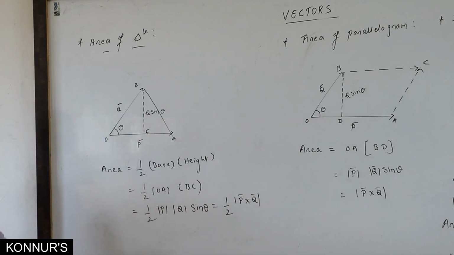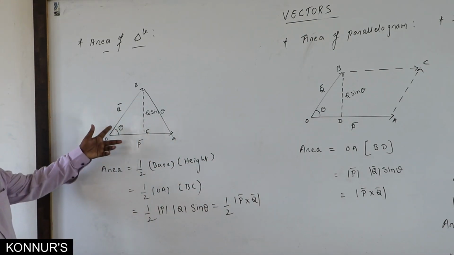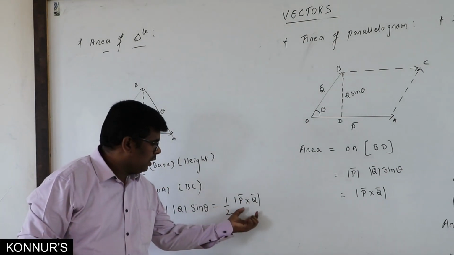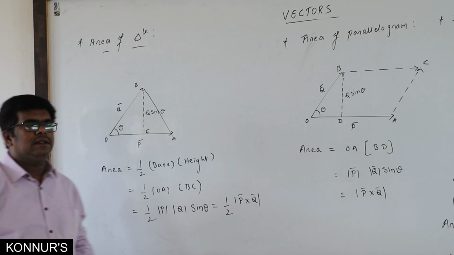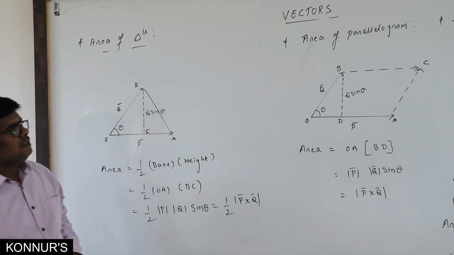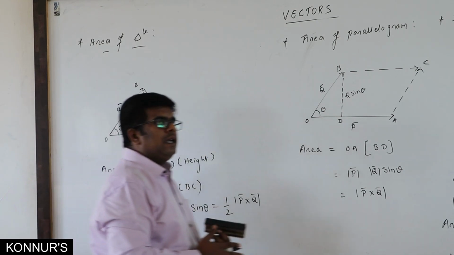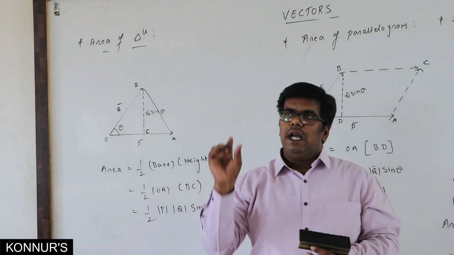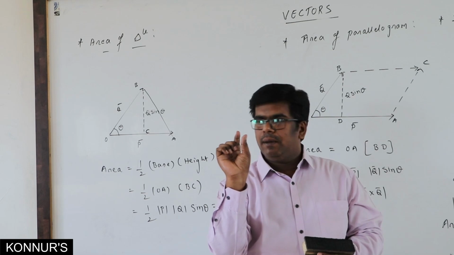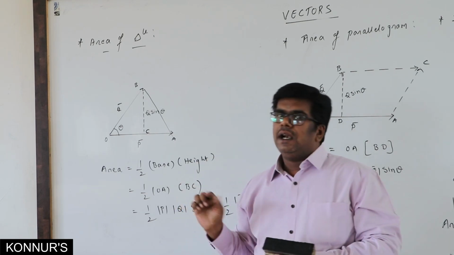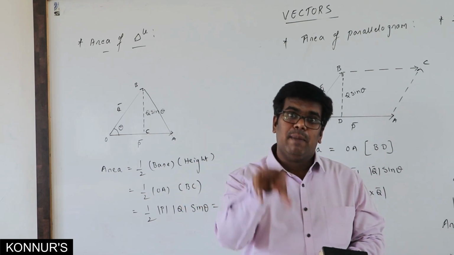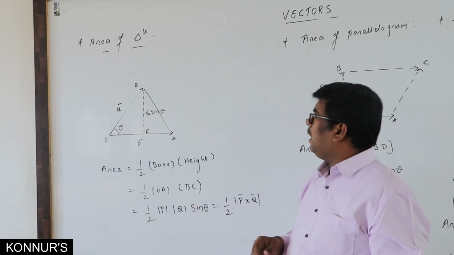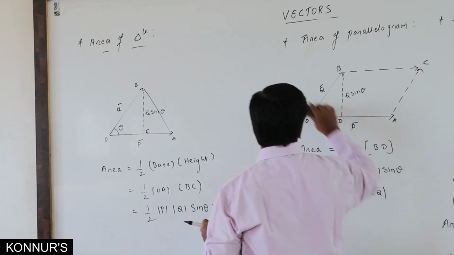So if the given two vectors are two sides of a triangle, then the area of the triangle is half of the cross product of those two vectors. So these are the three cases. Another one: sometimes they will give you two vectors with one unknown, and they ask you to find it if the vectors are parallel or anti-parallel.